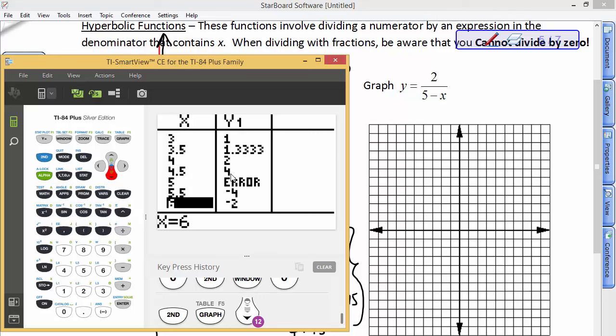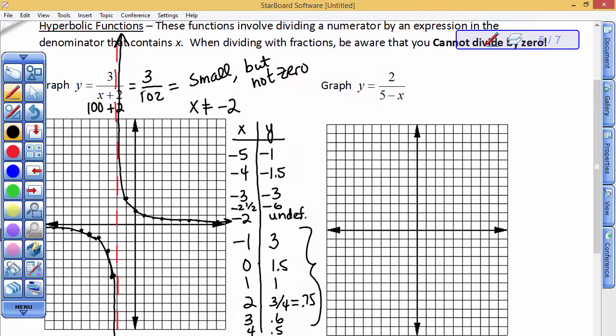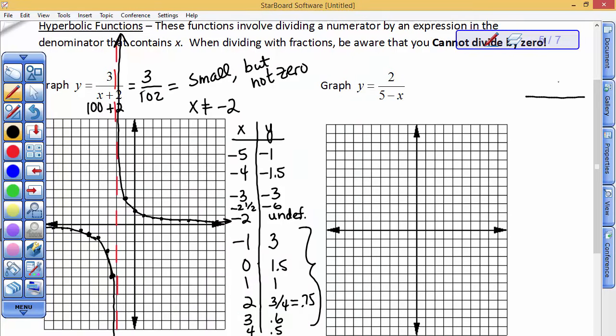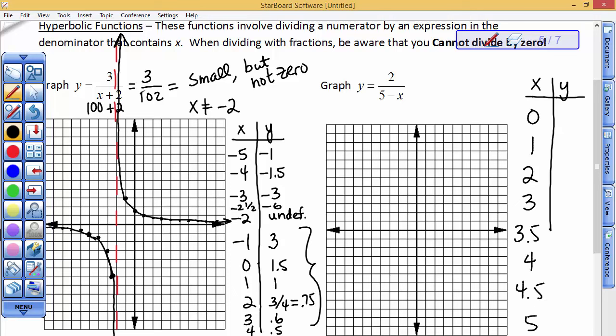So I'm going to come on over here, and I'm going to create a table of values in order to help myself out. I believe I started at 0, 1, 2. I'm going to go with 3, 3.5, 4, 4.5, 5, and then 5.5, 6, and 7. I don't know if I'll copy all those values down from the graphing calculator, and you can't see all those right now. Let's try this.